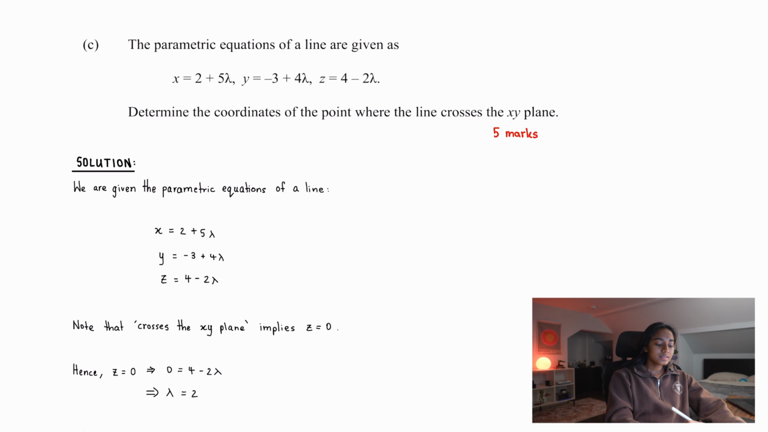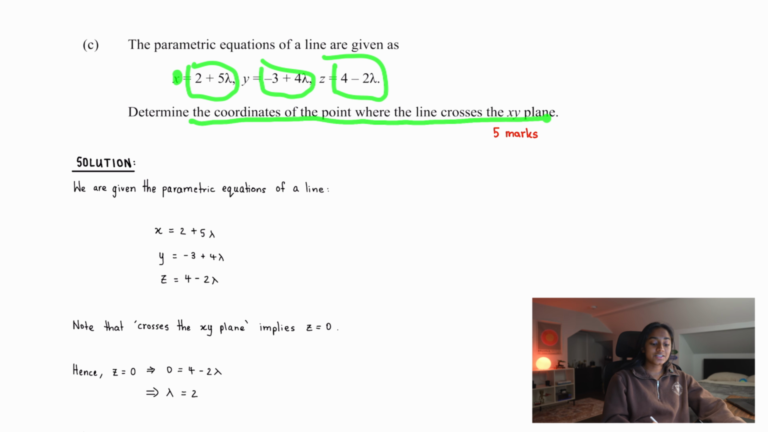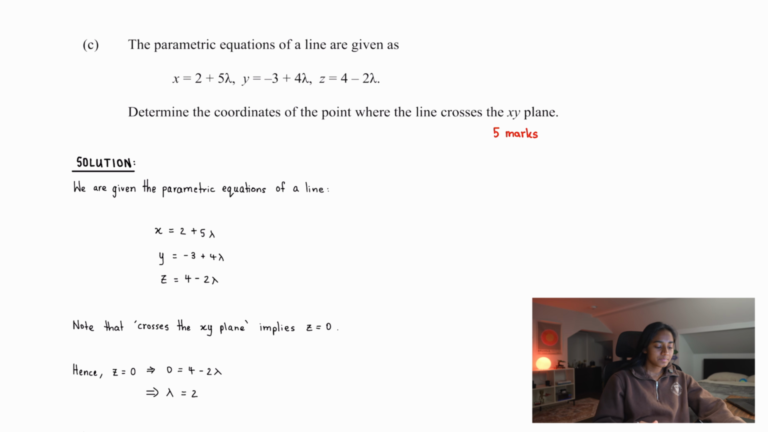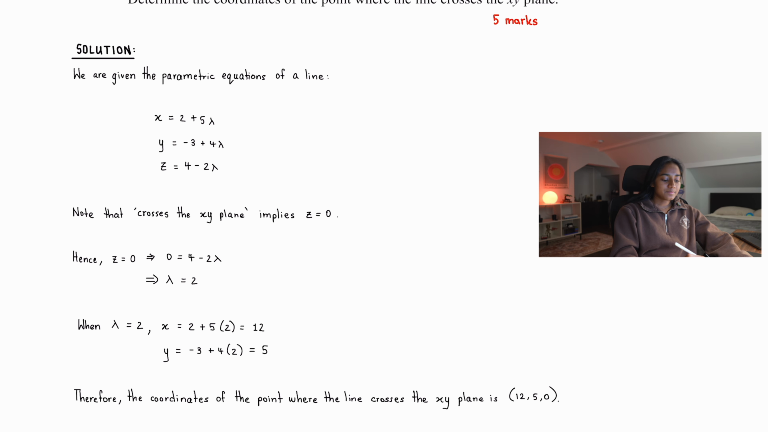Let's move on to part C, which states: the parametric equations of a line are given as x is this, y is this, and z is this. It says determine the coordinates of the point where the line crosses the xy plane. Remember, the xy plane.